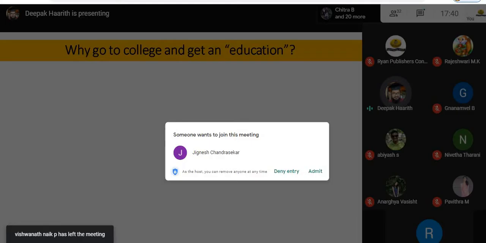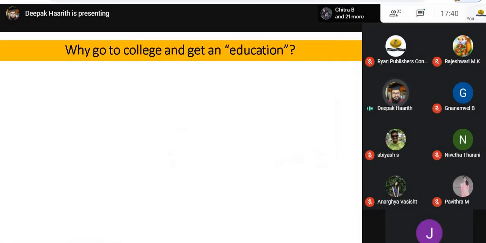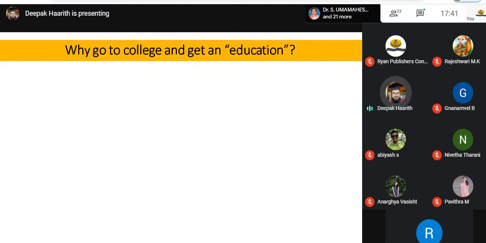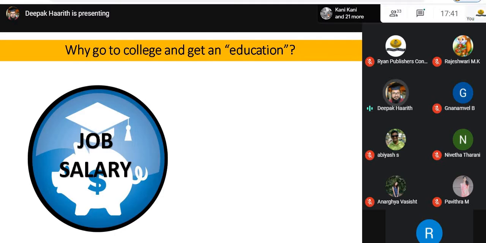Then why do we go to college and get an education? So we've just seen what are the careers that jump in our minds when we talk about biology. But one thing that is true with a lot of Indian households is that we need to go to college and get an education. But let me go into more detail about that.